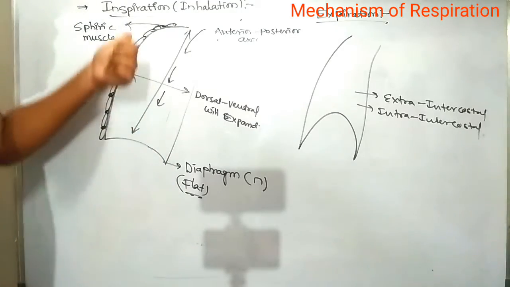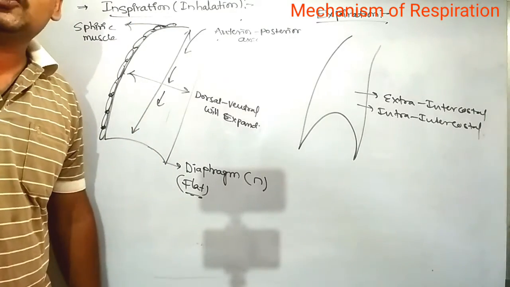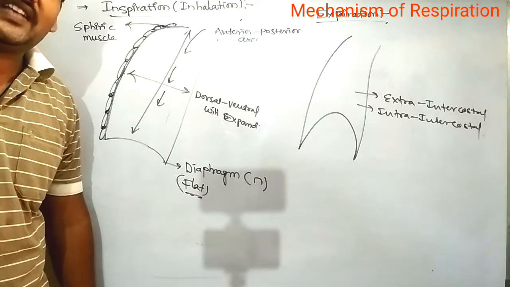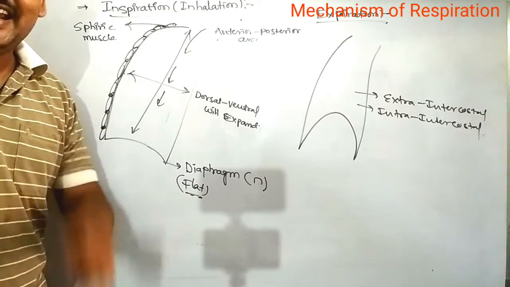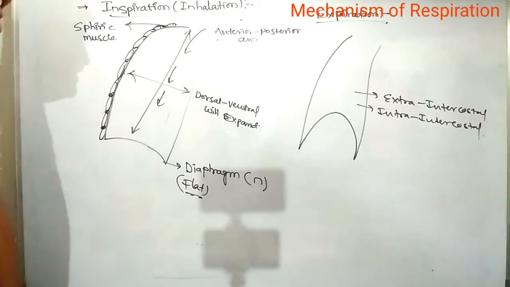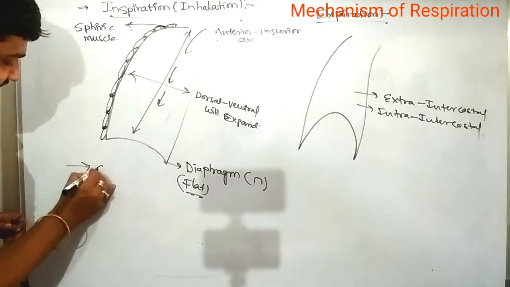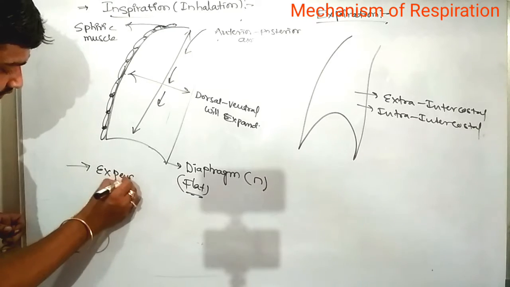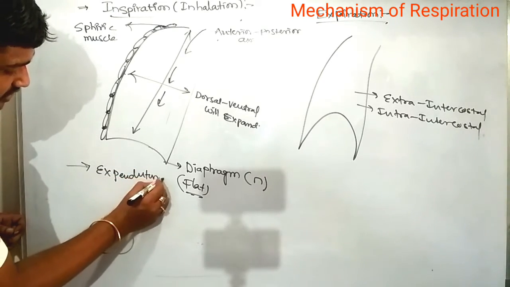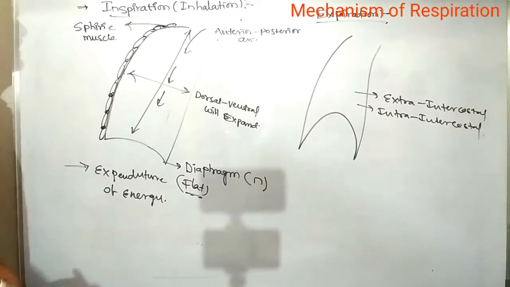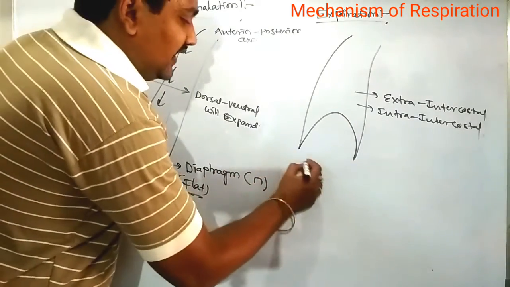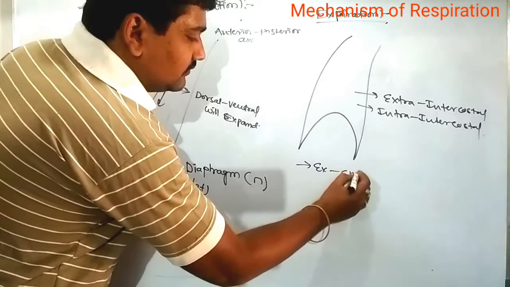Next, this inspiration is an active process. What is the meaning? It is the utilization of energy, an expenditure of energy in this process. In which process? Inspiration. Expiration is passive; there is no expenditure of energy.